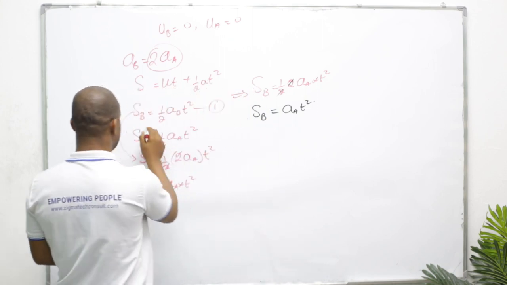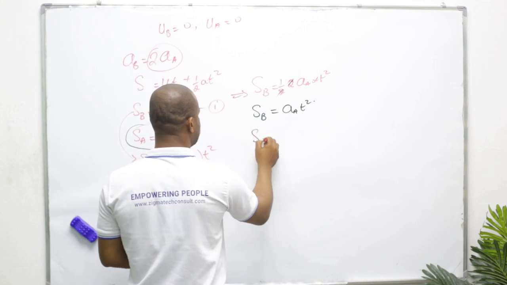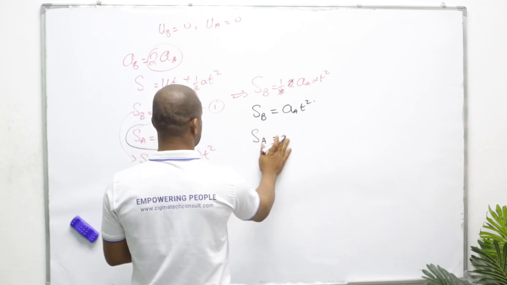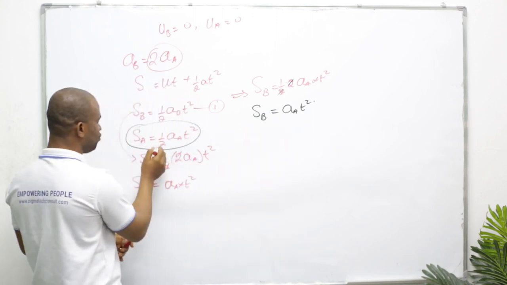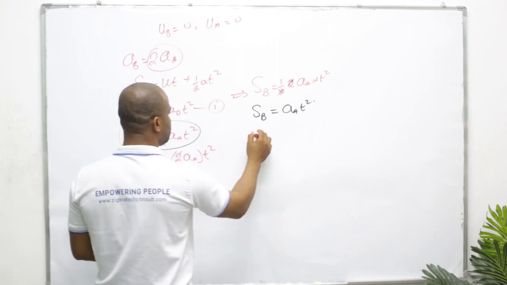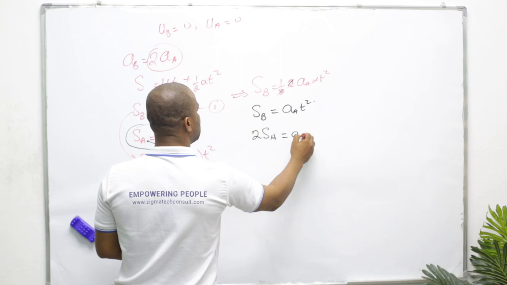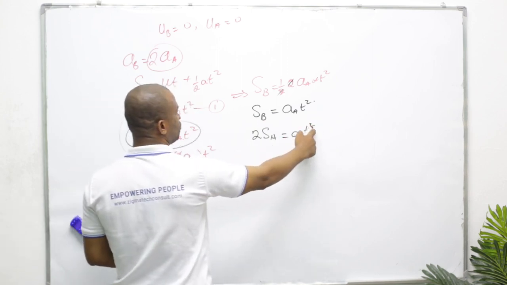All right, but from this place, we know that SA, the distance of A, is equal to. Yes, I'm going to multiply. If I say these two times this, I'm going to have 2SA is equal to AT. Now, acceleration of A multiplied by this.